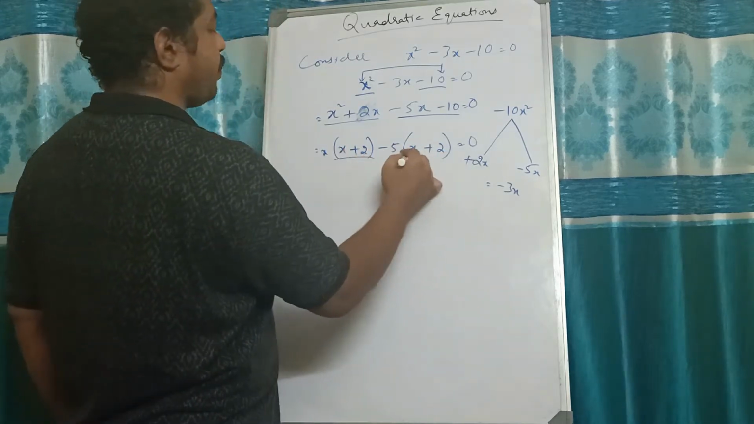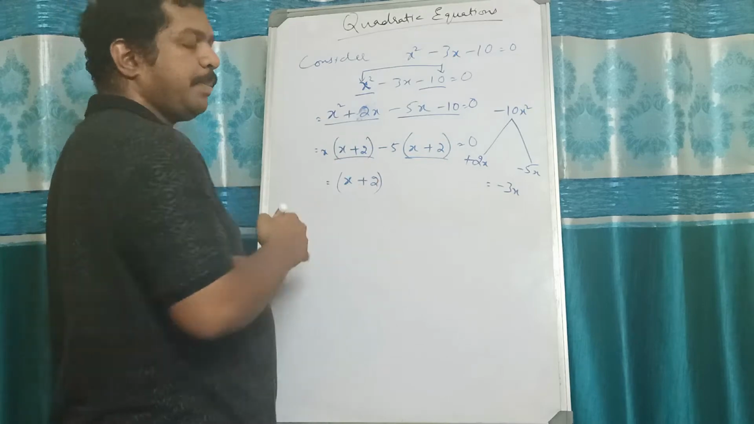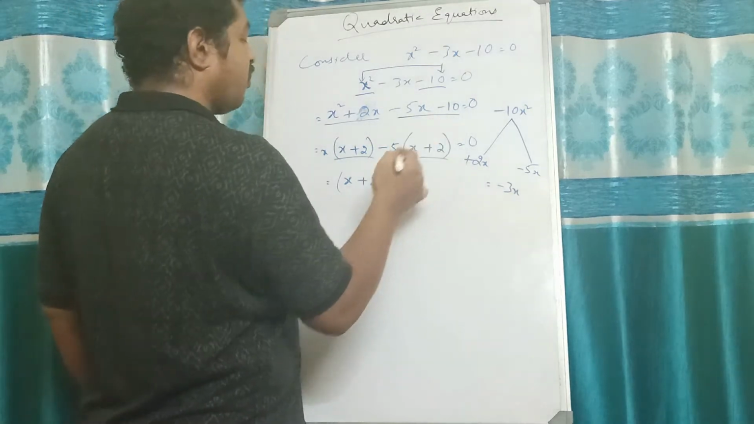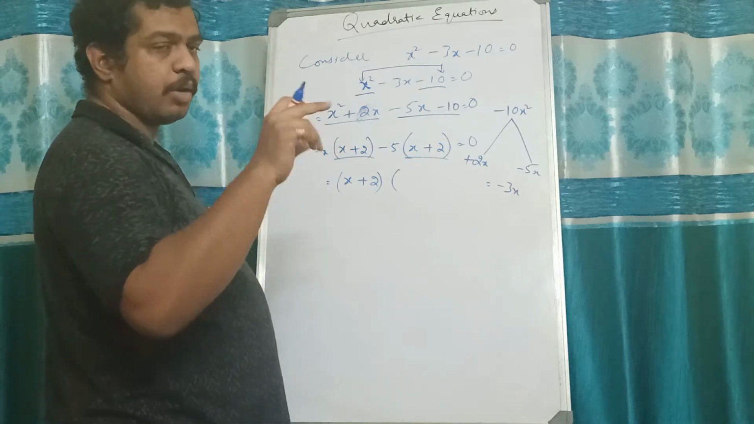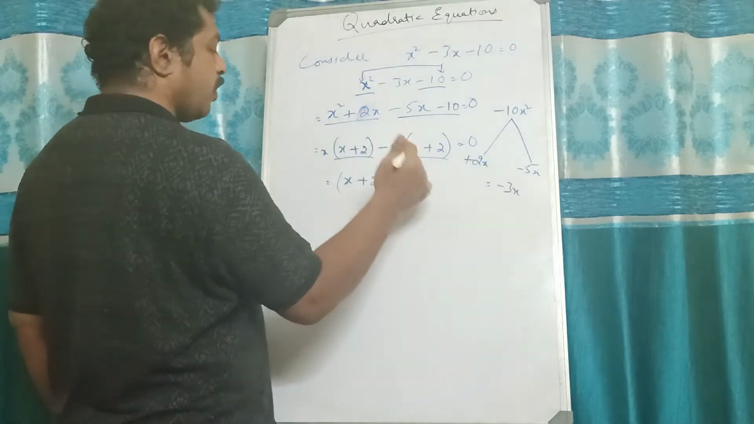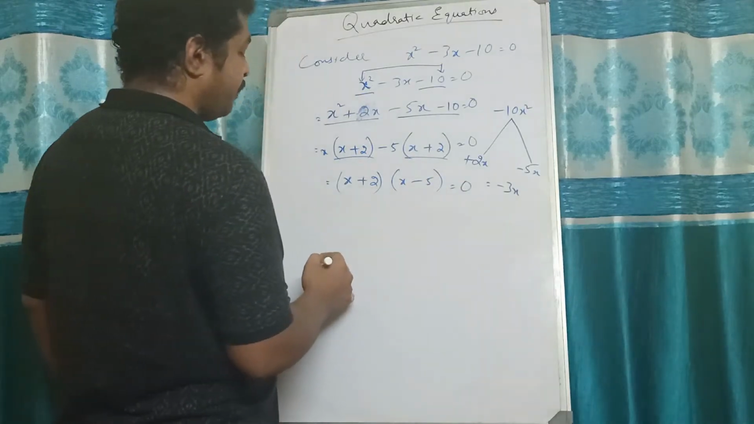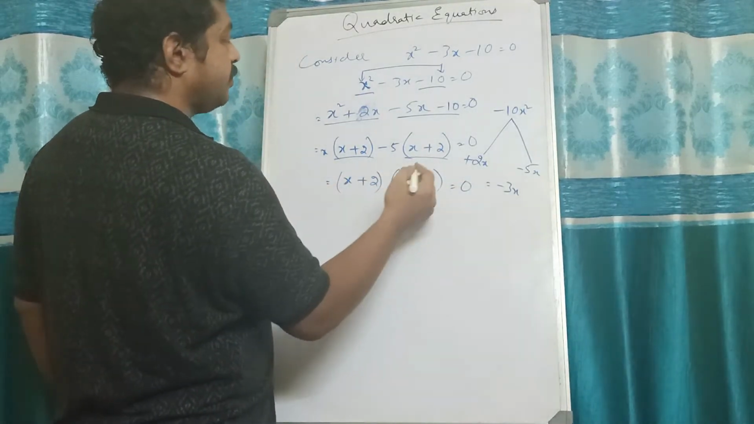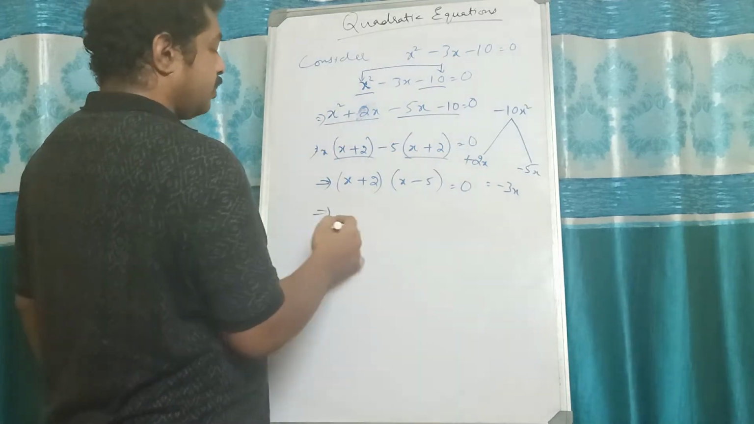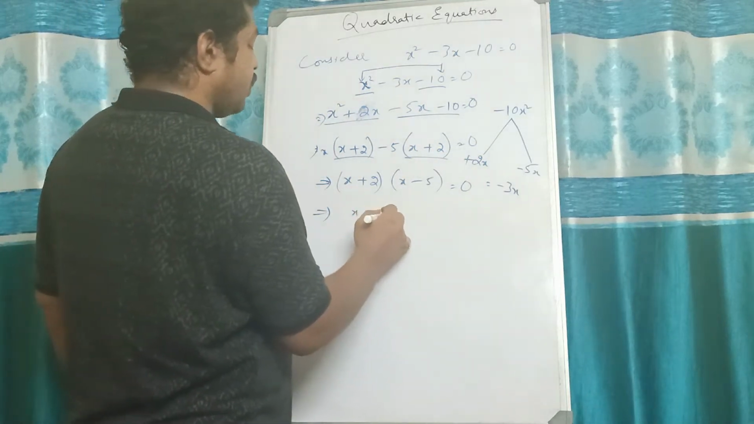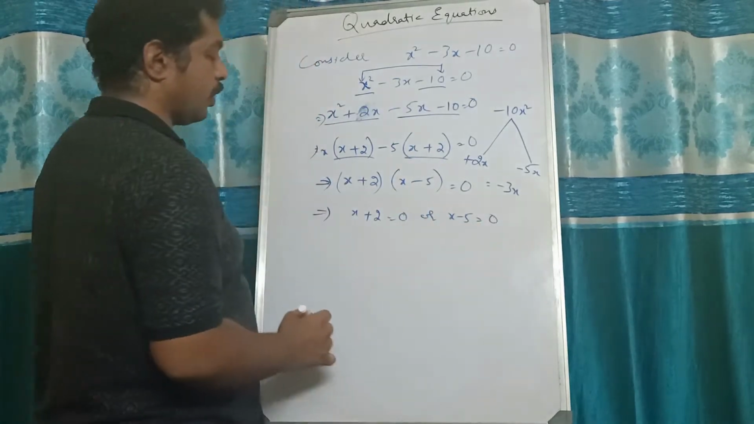So now we have x plus 2 as a common factor. Writing x plus 2 in one pair of brackets, in the next pair of brackets we write the remaining terms, the terms which are present outside the brackets, that is x minus 5, and that must be equated to 0. If the product of these two terms is equal to 0, then either x plus 2 equal to 0 or x minus 5 should be equal to 0, right?